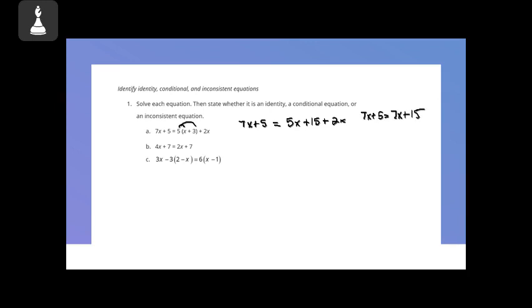So this can't ever be a true statement. There's no way to take 7 times a number and add 5 and do 7 times that same number and add 15 for them to be the same. So this is inconsistent. This one will not work.